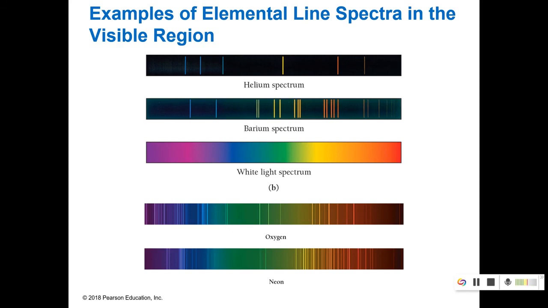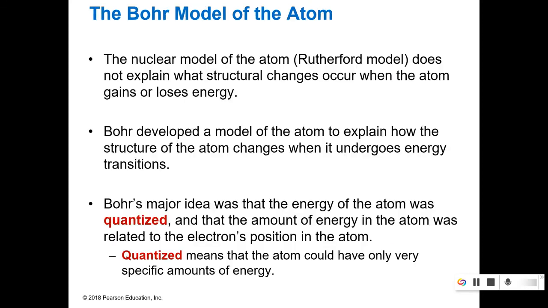So here we see helium, which is atomic number 2, has 6 lines. But barium, atomic number 4, has many more than 6 lines. Notice oxygen and neon, these are different spectra. Instead of emission spectra, they're absorption spectra, so they're kind of the inverse of the black background one.